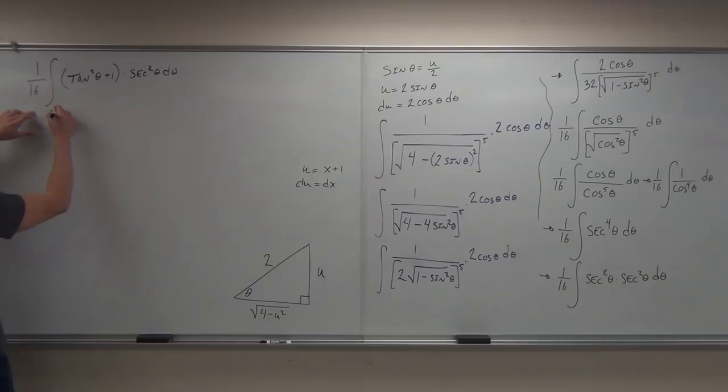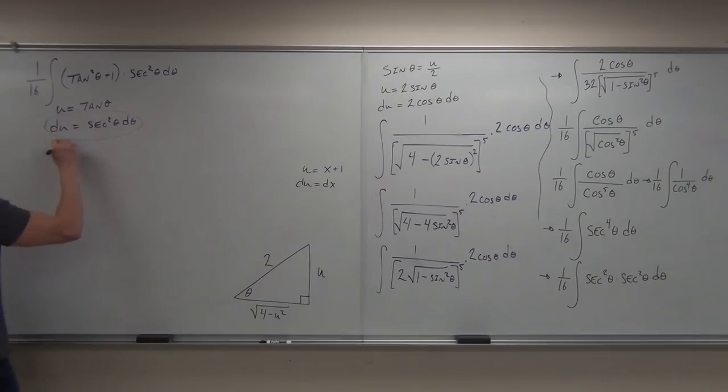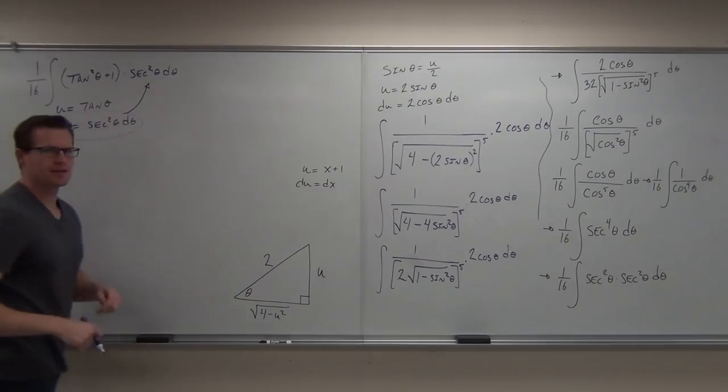Now it's kind of basic after this. We know a u sub for tan theta. We've already dealt with this stuff. du equals secant squared theta d theta. That's right here. That's exactly what we want. That's why this stuff worked.